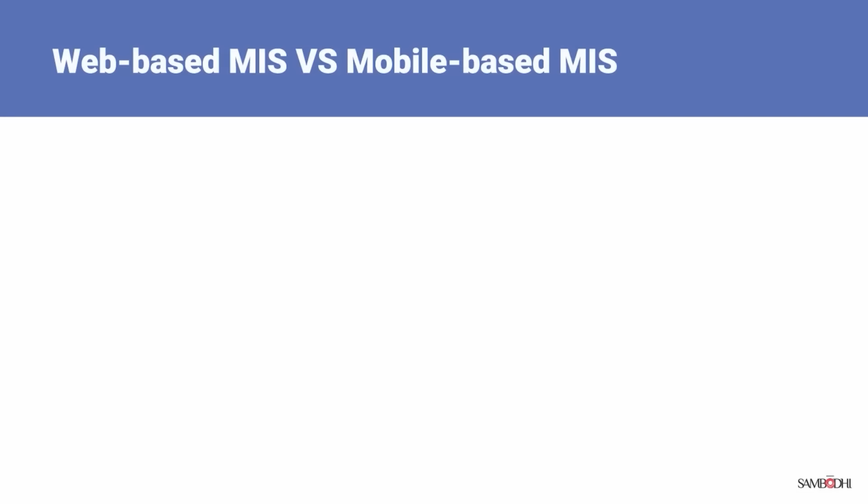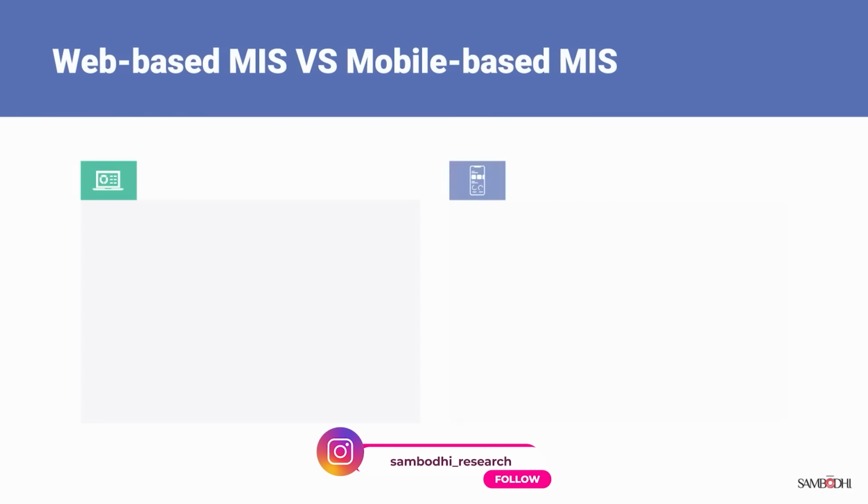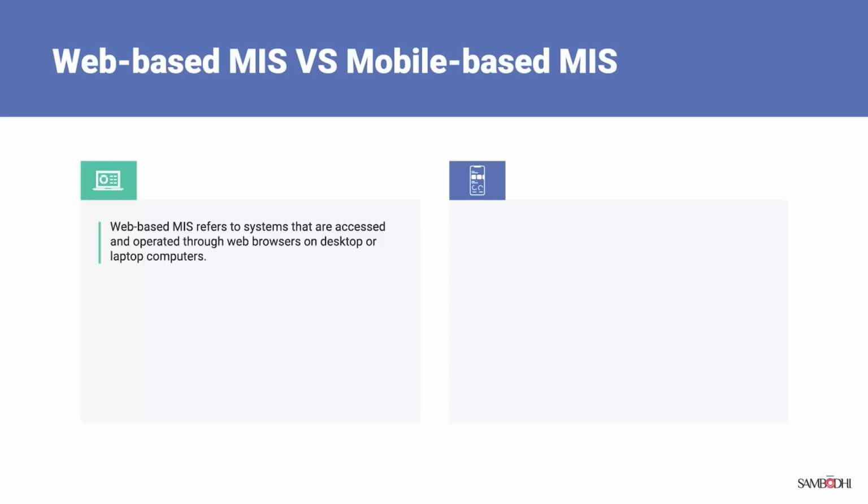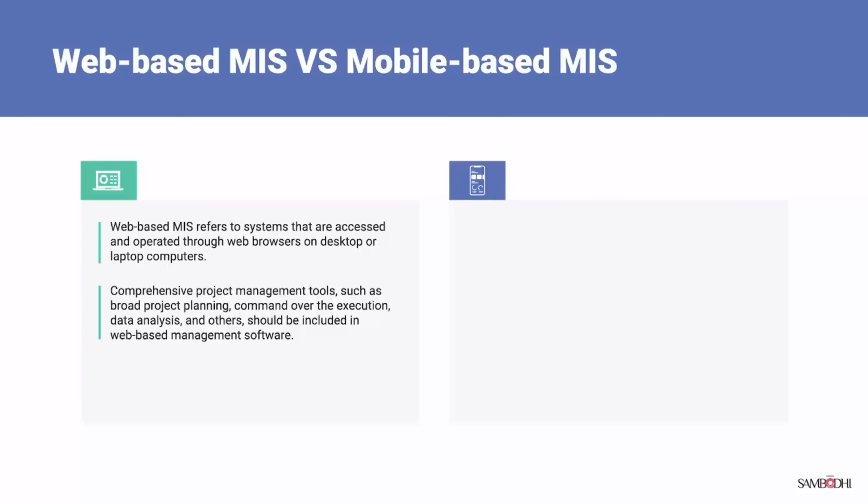It is crucial to understand how a project can be managed effectively and efficiently using the Management Information System, which we will now discuss in detail through web-based and mobile-based Management Information System. Web-based MIS is a software that uses online technology to function and must include comprehensive project management tools such as broad project planning, command over the execution, data analysis, etc. The web-based MIS aids in establishing a broad level of control over the project's objectives and in assessing their success.